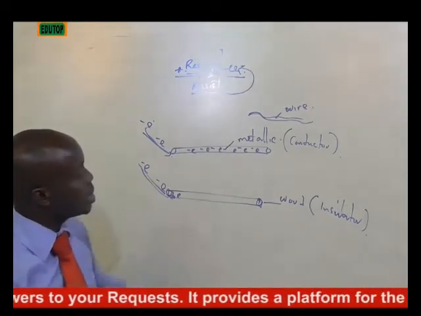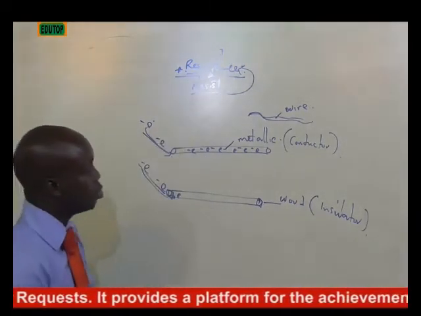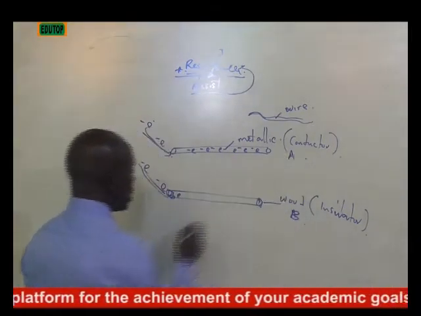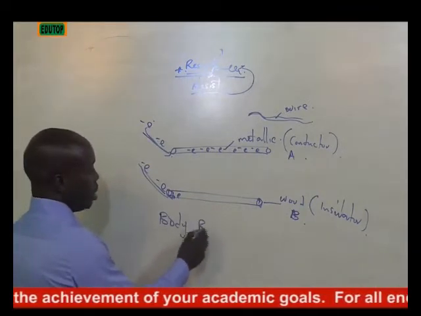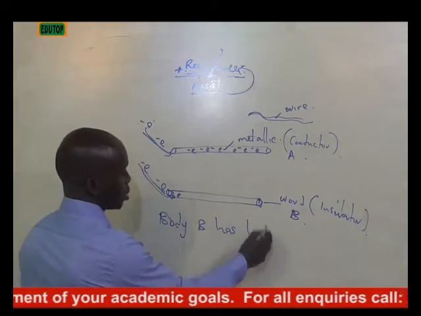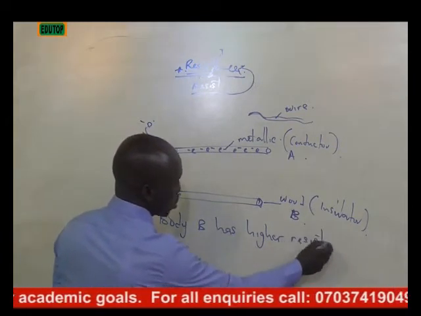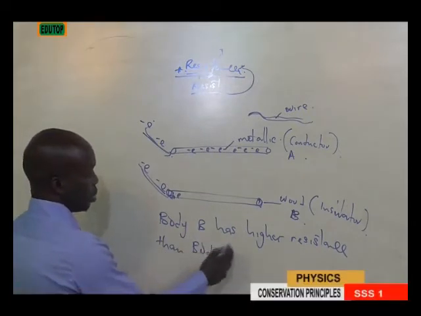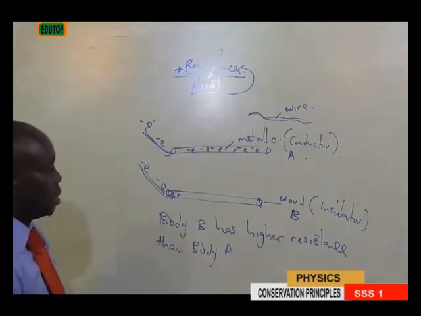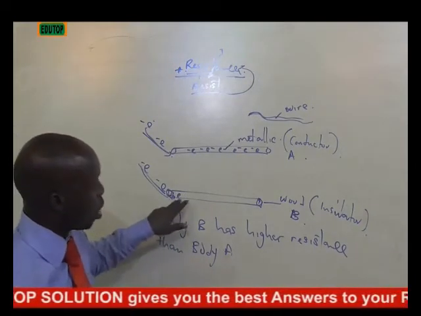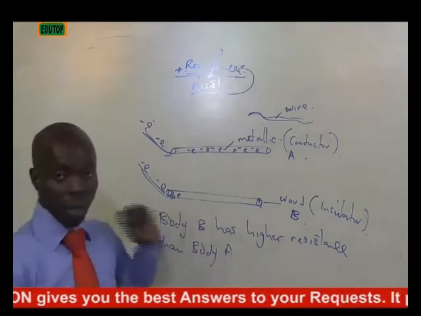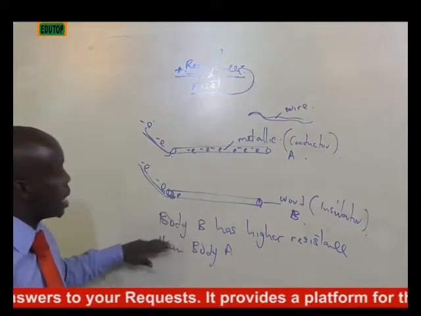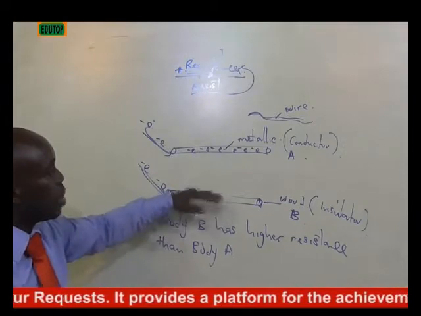Meaning that if you have to analyze these two bodies in terms of resistance, let's say this is body B and this is body A. We will say body B has higher resistance than body A. If you are being asked why, the simple reason is that it's just the refuser of electron from one point to another. But your body A has allowed the movement of electron. So meaning that your body B has higher resistance compared to your body A.